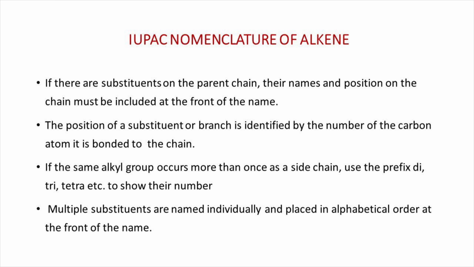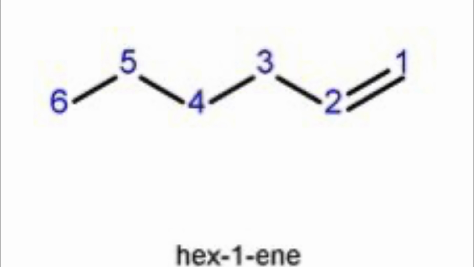Now we can consider different examples for naming alkenes. In the first example, hex 1-ene, the longest carbon chain contains 6 carbon atoms. So, the prefix is hex. We now number the carbon atoms in the chain to give lower numbers to the carbon atoms which are doubly bonded. And the number of double bonds is 1. So it is named as hex 1-ene or 1-hexene. Simply hexene.